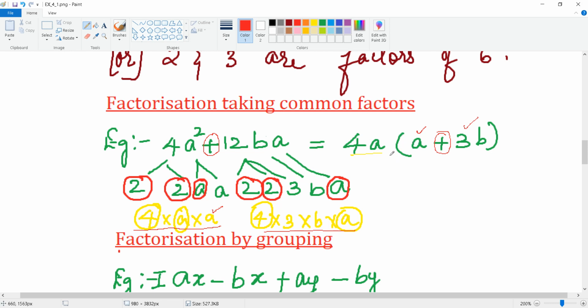Now if you actually multiply this, you will get back this. Let's look at that, okay? Let's check that. So if you multiply this and this, you're going to get 4a square and then plus. Now you multiply 4a and 3b, you're going to get 4 3s are 12, a and b. Or b and a, b a or a b, it means the same. That is what is your question over here, right?